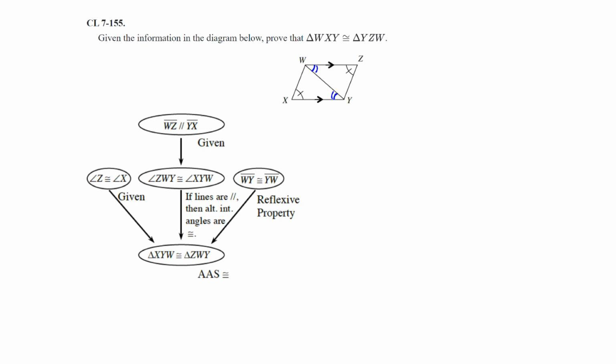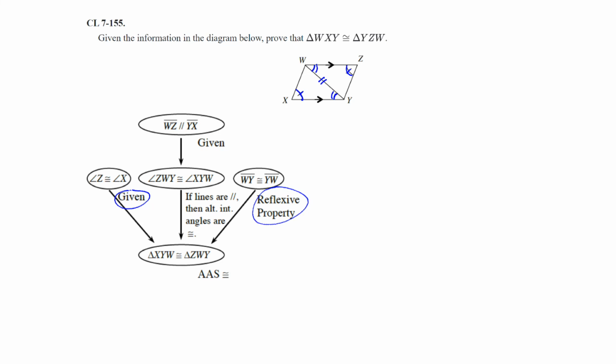We also know that angle Z and angle X are congruent because they're given to you, so you can already see they're already marked, so that's why that's given. And then WY and YW are congruent to each other by the reflexive property. And so now that means we have angle, angle, side, and that's enough to prove congruency.